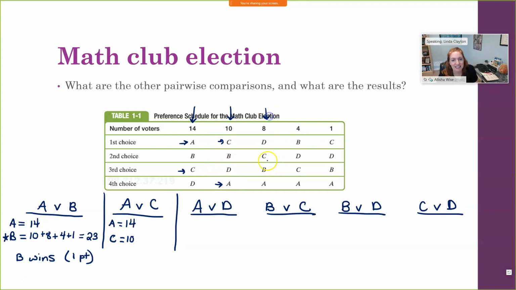How about 8? C, very good. 4? C again. And last but not least, 1. Good.